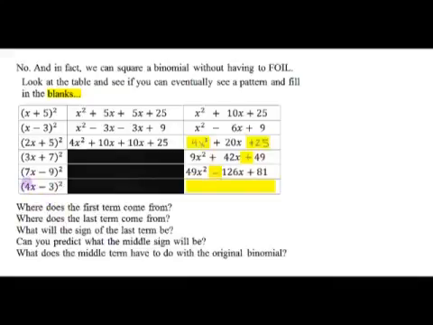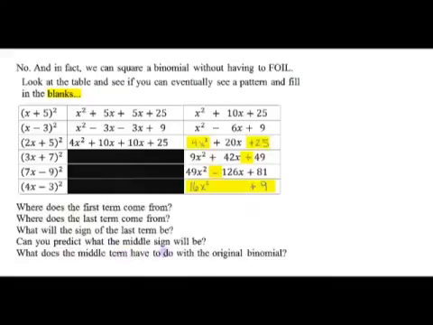Now let's find out what the product of 4x minus 3 squared is. So the first term, we're going to square 4x, so I get 16x squared. My last term is going to be a positive 3 squared, which is 9.